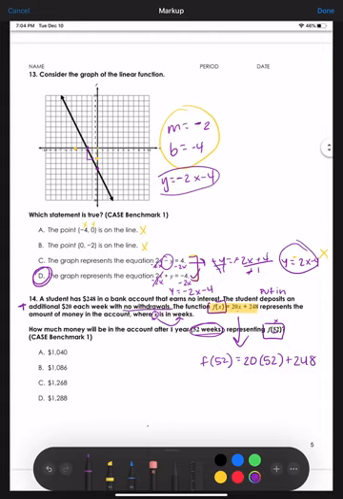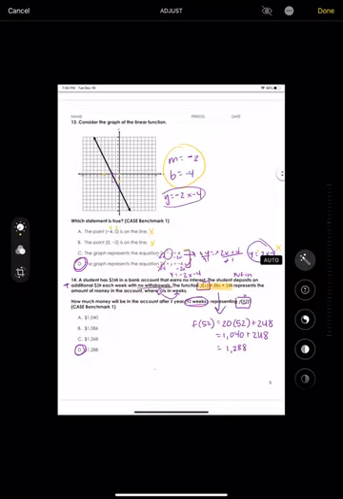Pulling up my calculator real quick. So I'm going to do 20 times 52 using order of operations. This is 1,040 plus 248, and I get a final answer of 1,288. Looking for an answer that matches, that seems to be D. All right, next page.